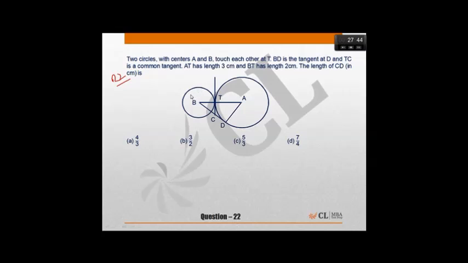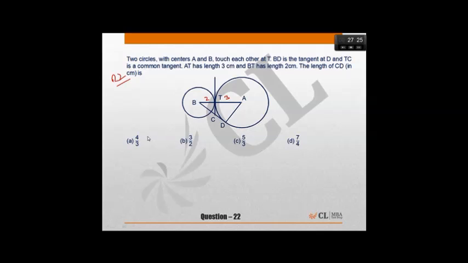Geometry. Let me look at the choices. Two circles A and B touch each other at T. BD is a tangent at D, and TC is a common tangent. AT is 3 centimeters, BT is 2 centimeters. What is the length of CD?